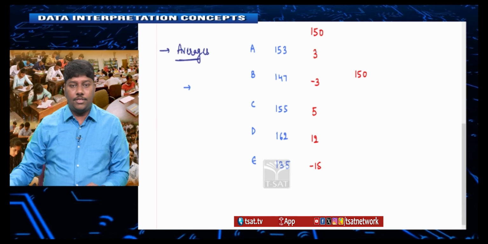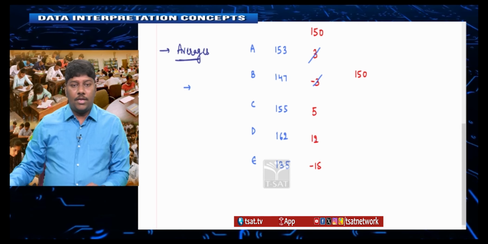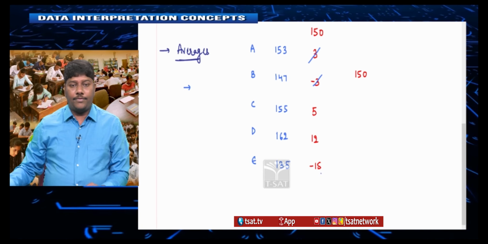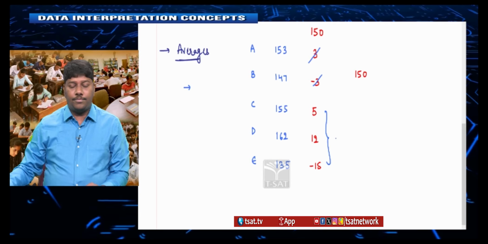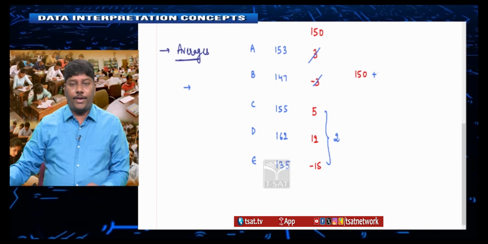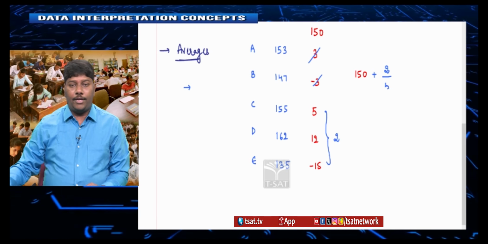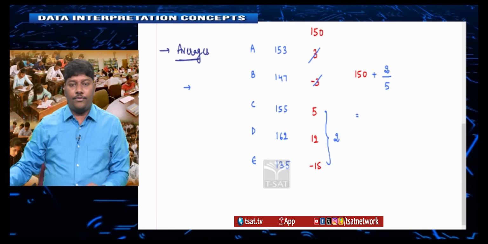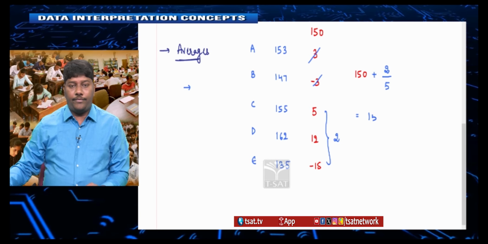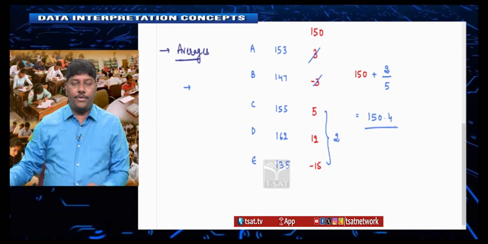Now look at the deviations here. What is the sum of deviations? 3 minus 3 get cancelled. 12 plus 5 is 17, minus 15 is plus 2. These deviations will affect all 5 observations. Therefore, you divide 2 by all 5 observations. We know 2 by 5 gives me 0.4.